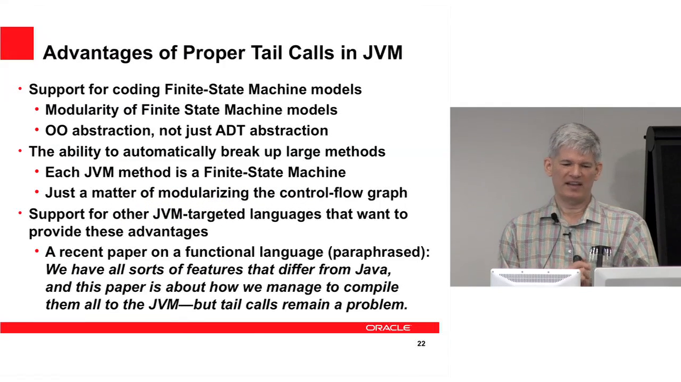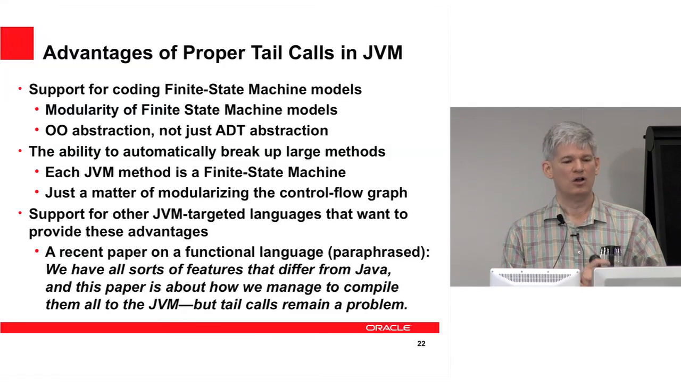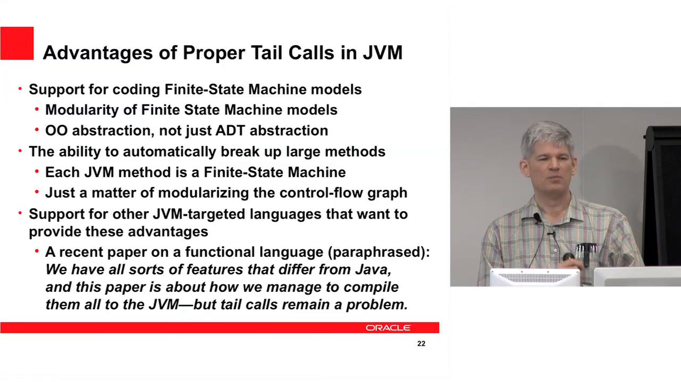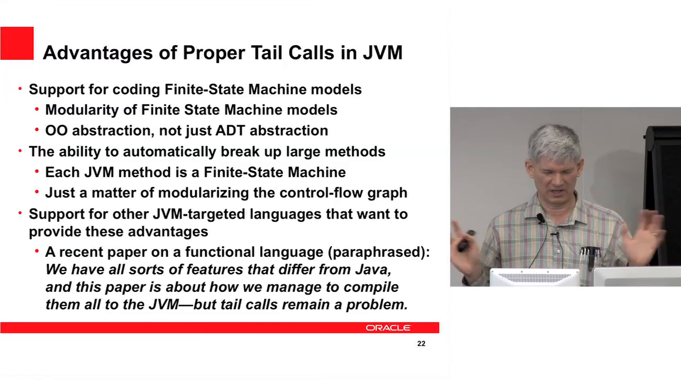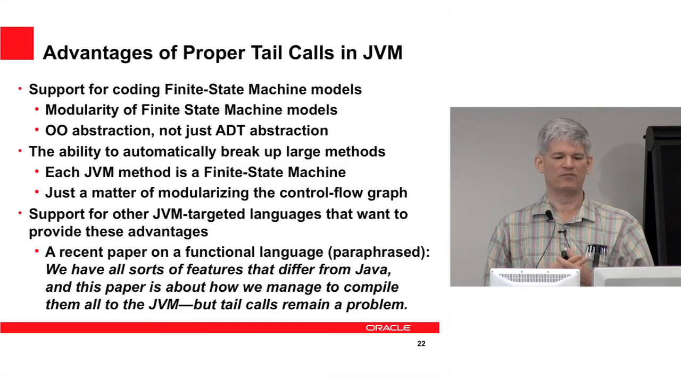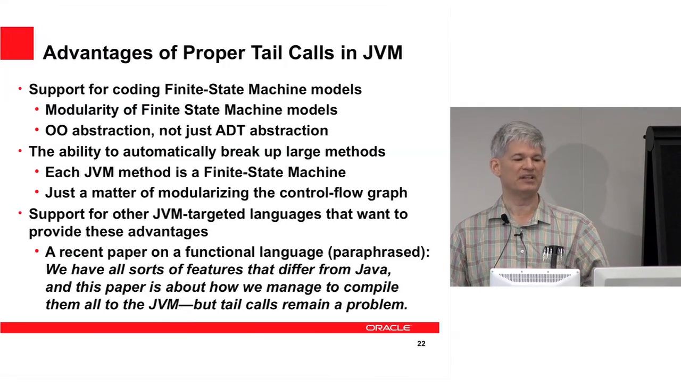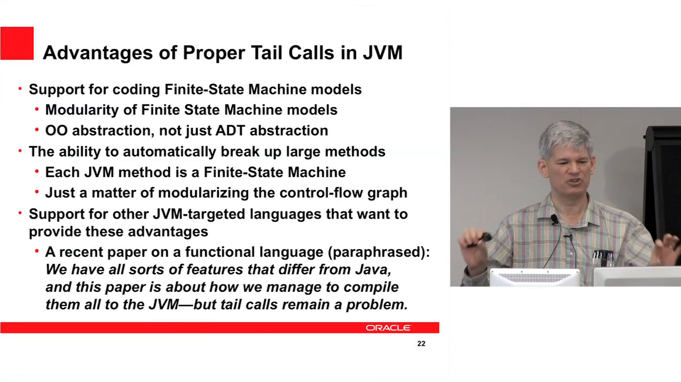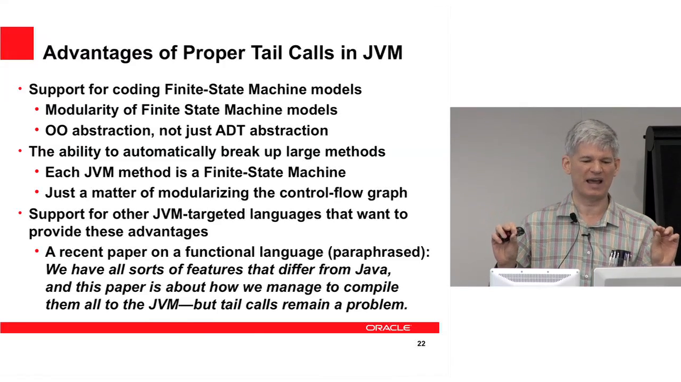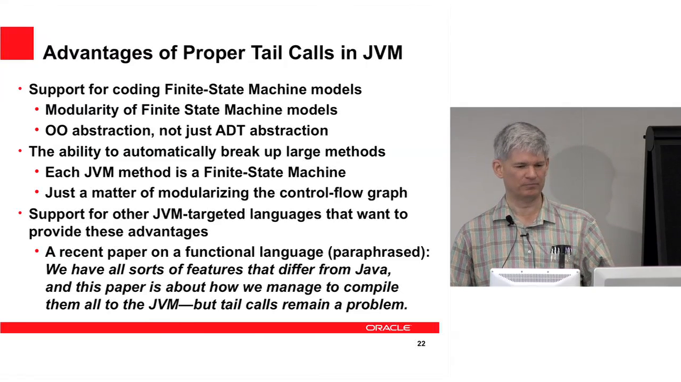So to summarize, the advantages of proper tail calls, having proper tails in a JVM, would include providing good support for coding finite state machine models of all kinds, and for supporting modular representations of those finite state machine models, and more specific than that, being able to code them in a purely object-oriented style, taking advantage of object-oriented abstraction, not just ADT style abstraction.